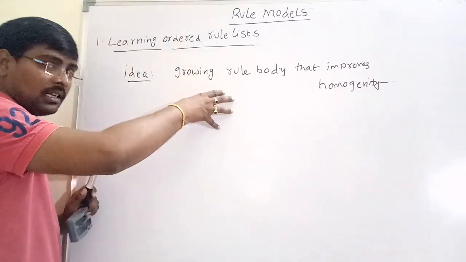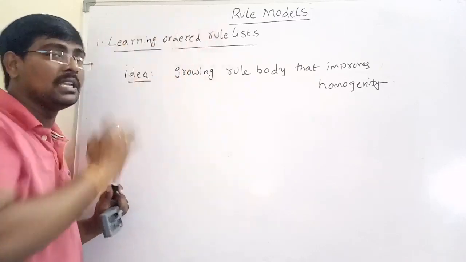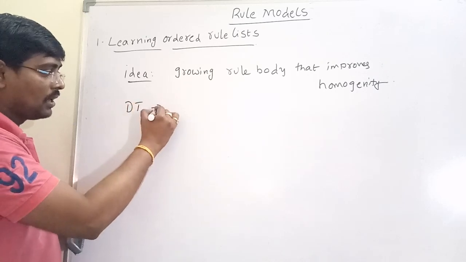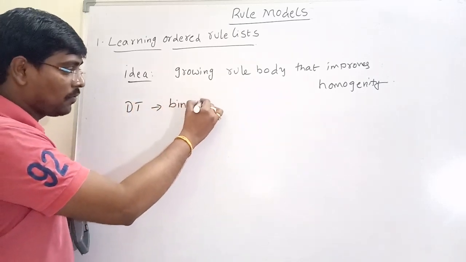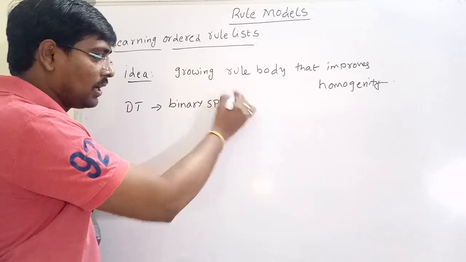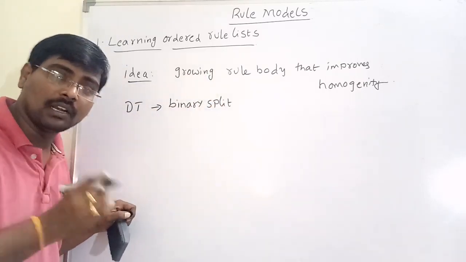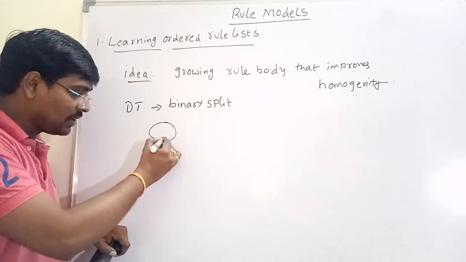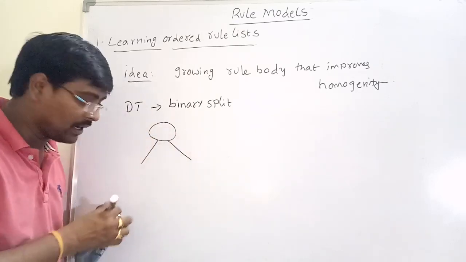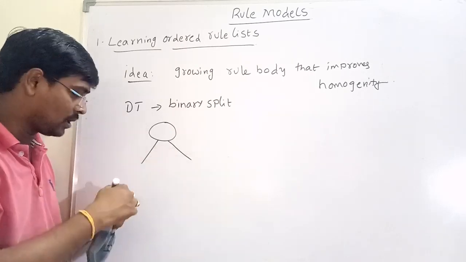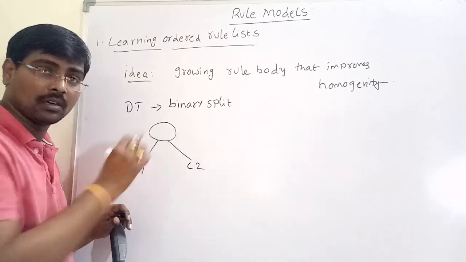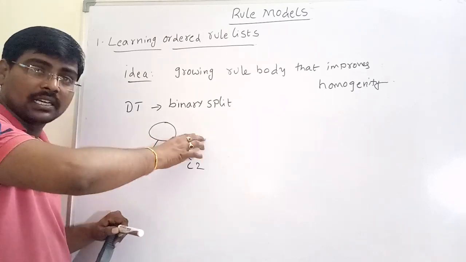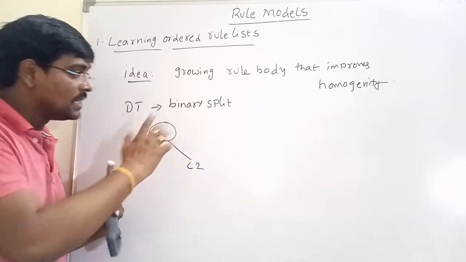Okay, this concept is similar to the decision tree. You already discussed the decision tree. In a decision tree, if a binary split is performed, the entire instance space is divided into two parts. For example, children 1 and children 2. Suppose children 1 satisfies this case, and children 2 does not satisfy this case. Suppose yes, no case.